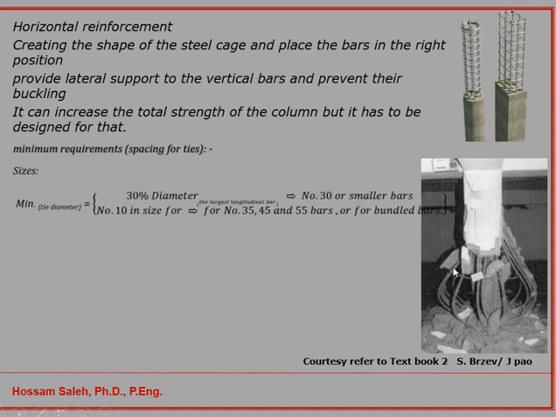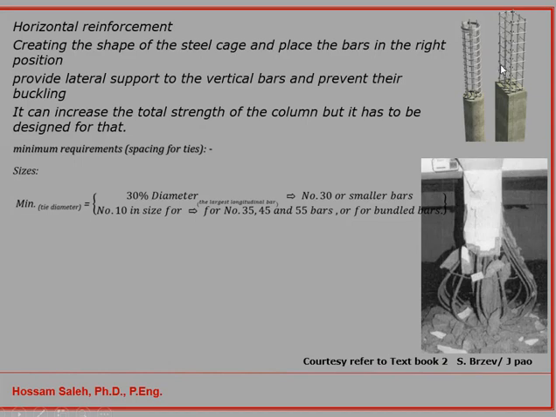Now, what is the minimum size of the ties? The code says it is minimum number 10, or it can be 30% of the diameter of the longitudinal bars. So if you have longitudinal bars of 25 millimeter, then take 30% of that. Normally in my office, and my recommendation based on most Canadian common practice, we use number 10 as a horizontal reinforcement.